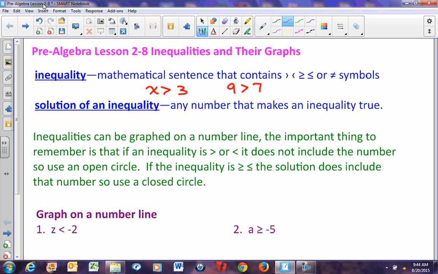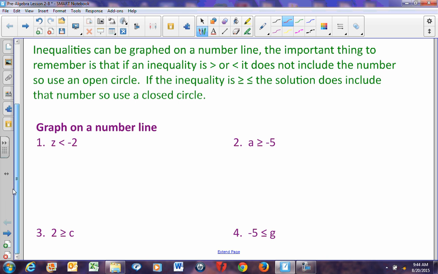If you're going to graph an inequality, since I have less than $1,000 in my pocket, I cannot have $1,000. I could have $999.99, but I couldn't have 1,000. So we do not include that number. So if you have a greater than or a less than symbol, you use an open circle on a graph. If you have a greater than or equal to or a less than or equal to, you use a closed circle, which means you fill it in, which means that number is also included in the solution.